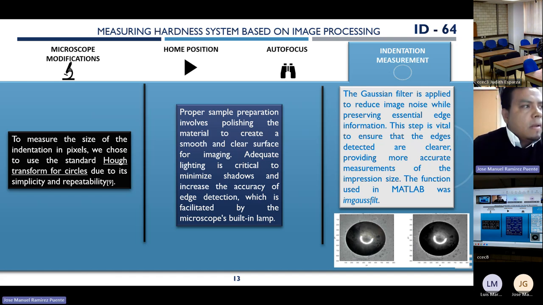Indentation measurement is done by applying the Hough transform for circles. The diameter of the indentation is calculated in pixels. To achieve better results and eliminate noise in the image, a Gaussian filter is applied in MATLAB.